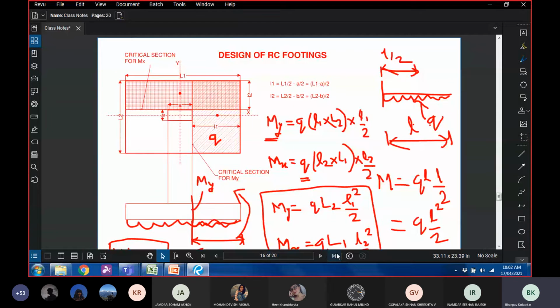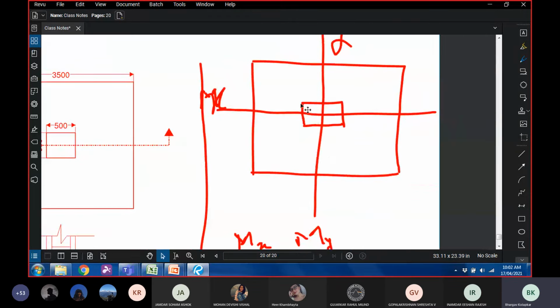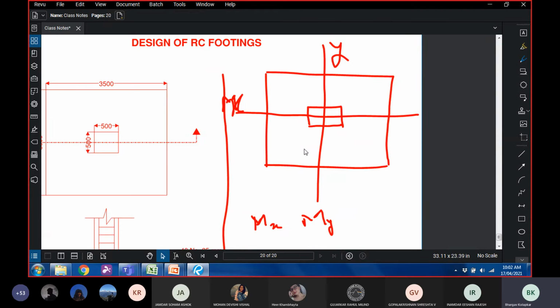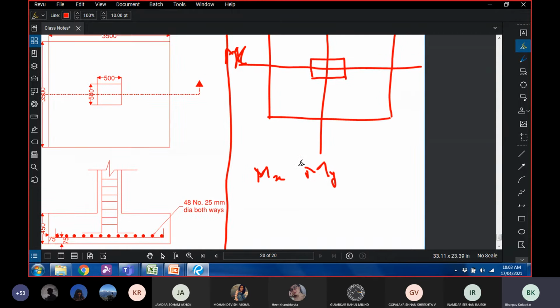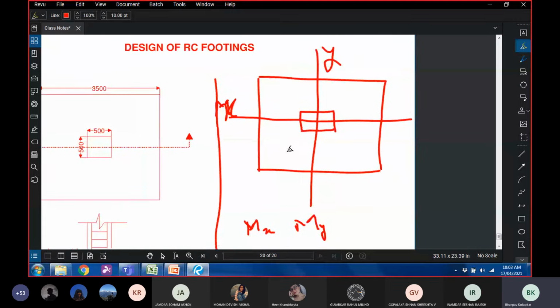So a simple question that I'm asking is, if the column is rectangular, the footing is square, then which moment will you consider? Naturally my question is, which of these moments is greater? If you consider the greater moment, you'll provide greater rebar, and you can provide the same rebar in the perpendicular direction. You're covered. The footing is safe. You're not under designing it. So the question is, which of the moments is greater? Is it mx or is it my?